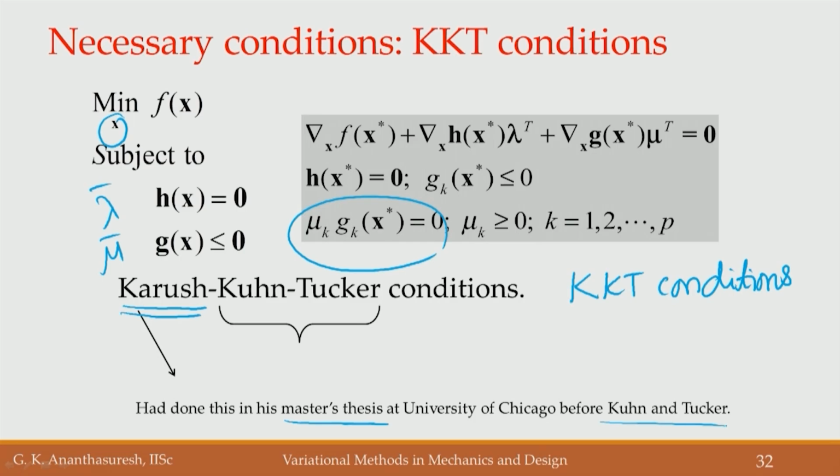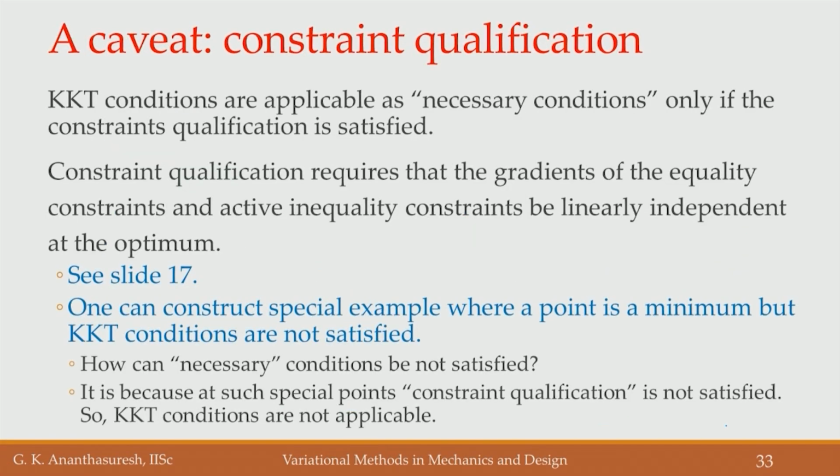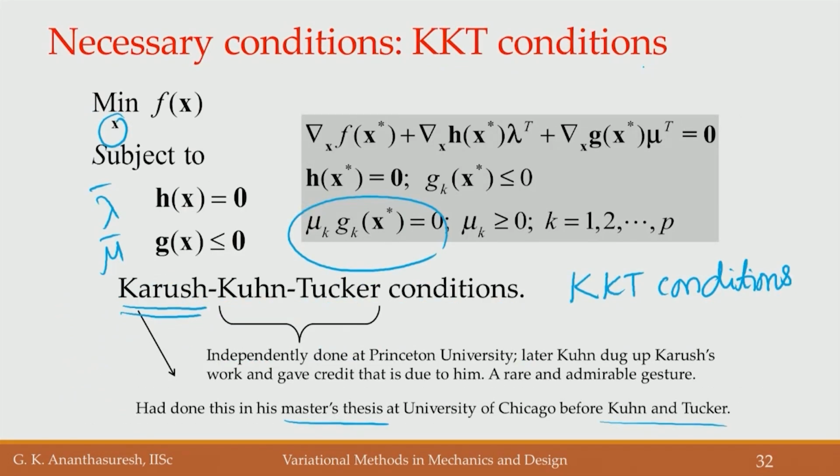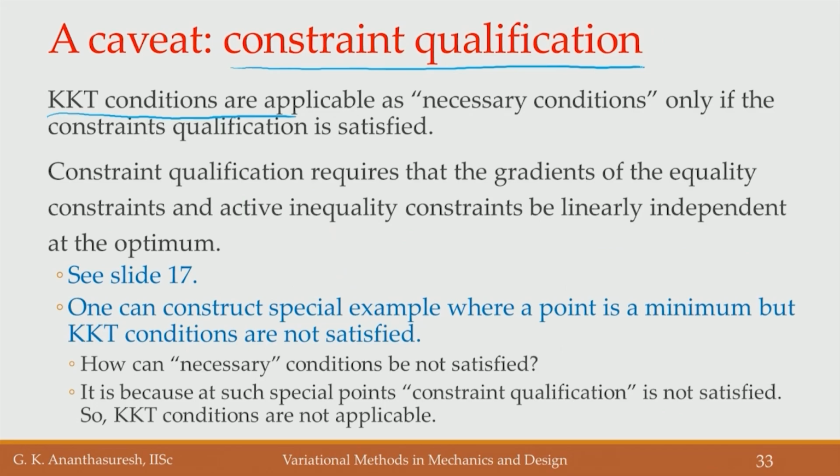Okay. But there is one little caveat that we need to mention: these KKT conditions are applicable only if this constraint qualification is satisfied. Because when you say necessary conditions, they must be necessary, right? But sometimes you can construct a special problem where there is clearly a constrained minimum, but that minimum point may not satisfy the KKT conditions as written here, right? In such cases, the constraint qualification test might not be satisfied.